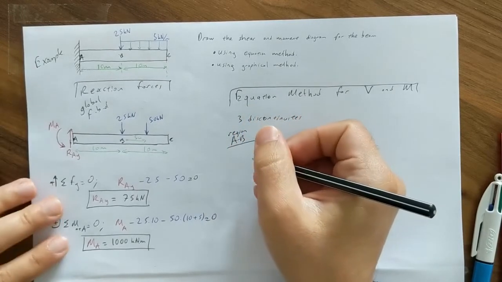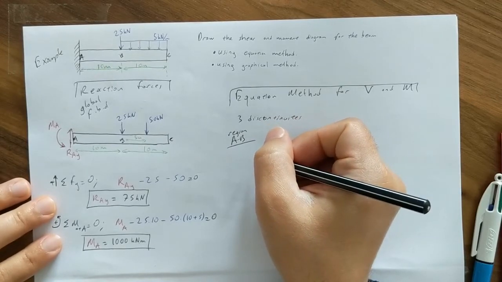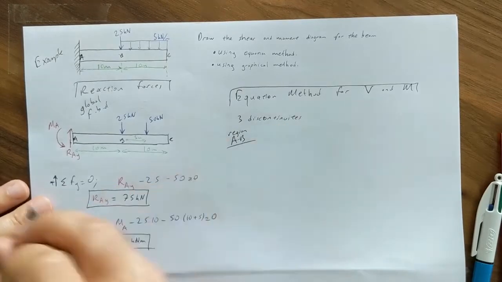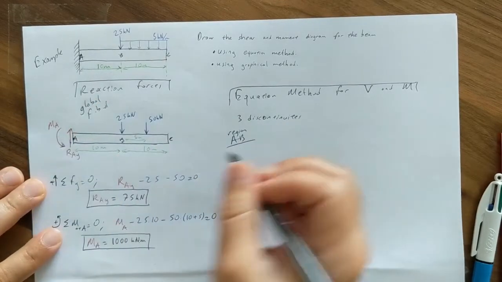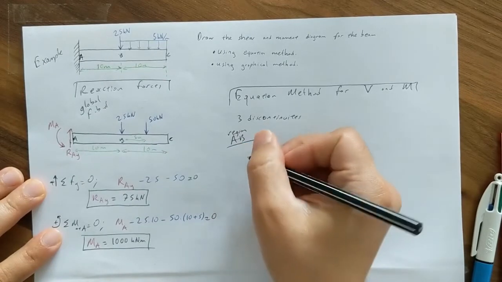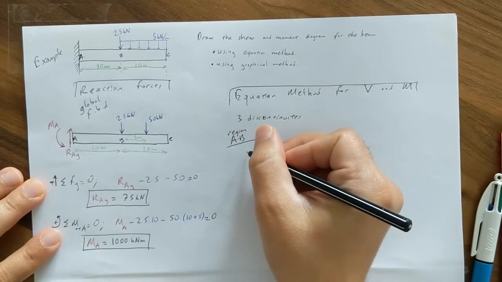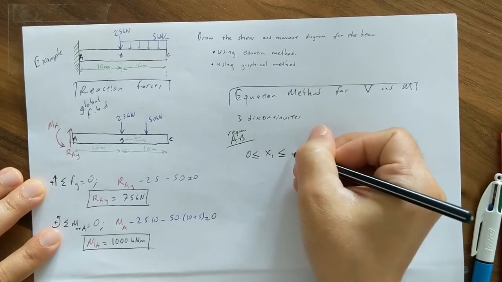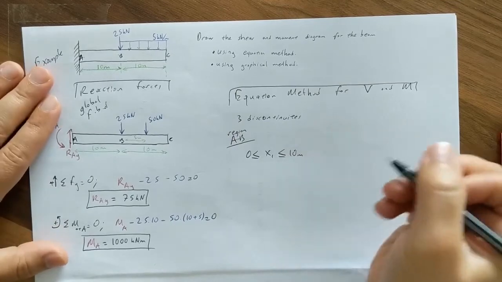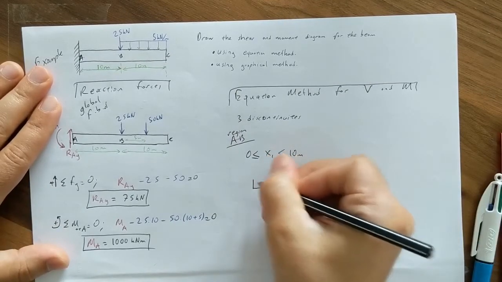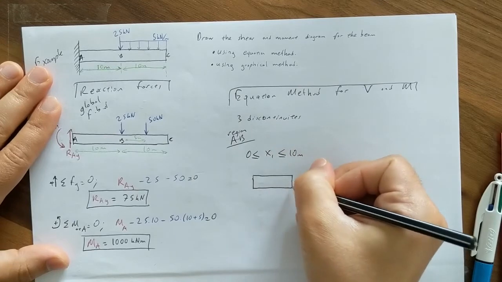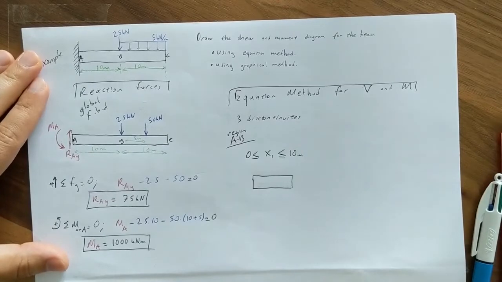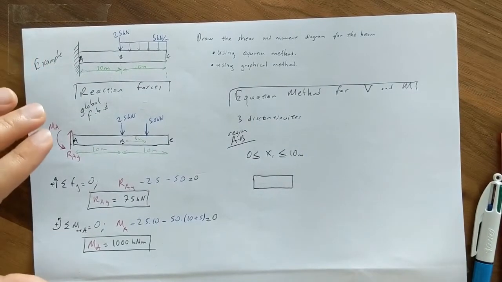Region AB, and within this region, if we choose an x term starting from the origin to B, we can say it is x1, and it is between 0 and 10 meter. We do a cut at any arbitrary point between A and B and draw the free body diagram of the segment on the left.